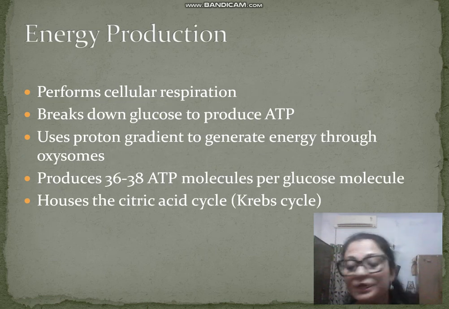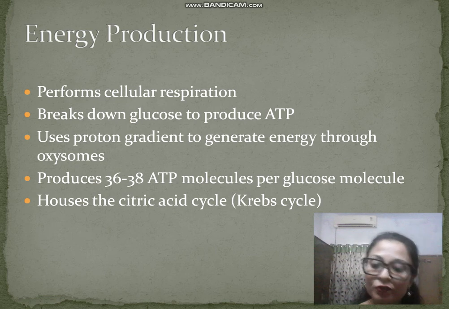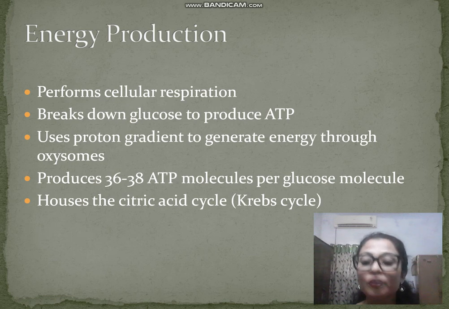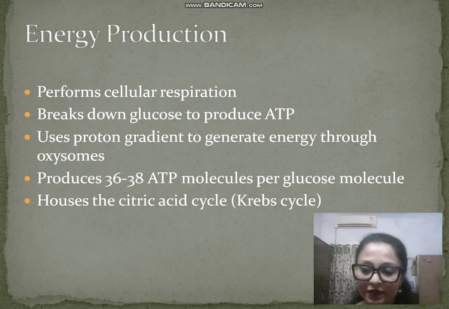Mitochondria is majorly involved in energy production. It performs cellular respiration. It breaks down glucose to produce ATP. It uses the proton gradient, which I already mentioned before, to generate energy. And it takes the help of oxysomes, or the F0 F1 particles, for this. This helps in creating the proton gradient. Now, you must be very curious about what this proton gradient is. I keep talking about it. It's very important, but we will deal with it as a separate topic.